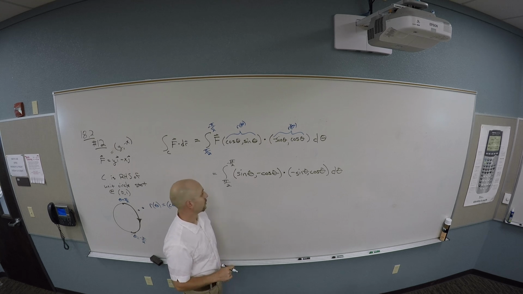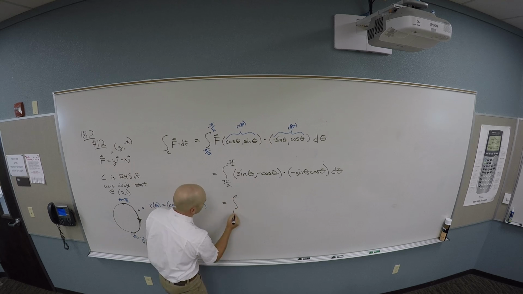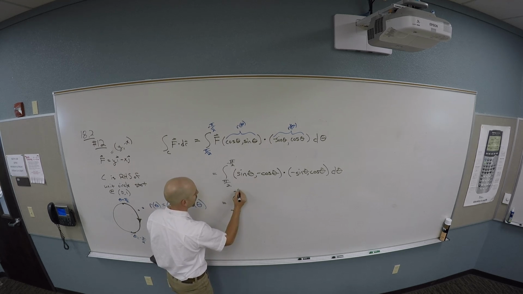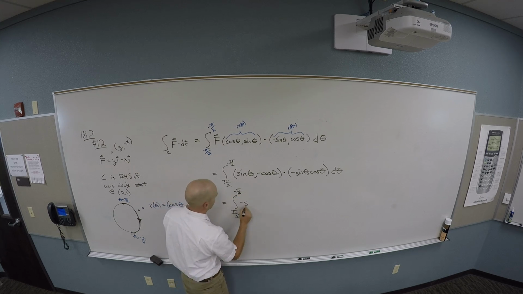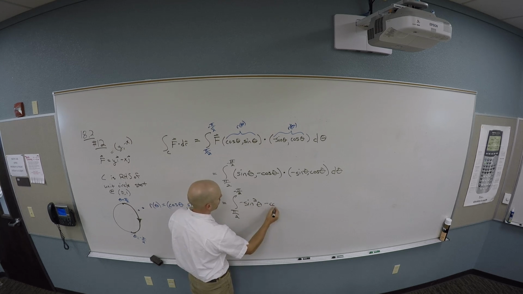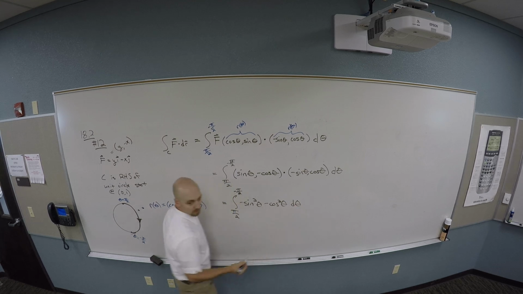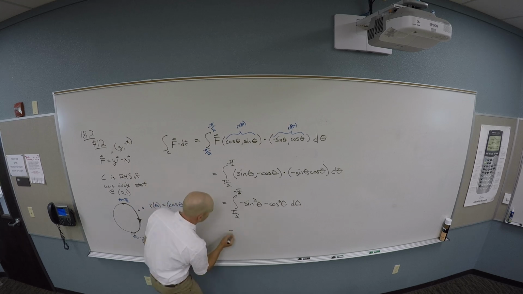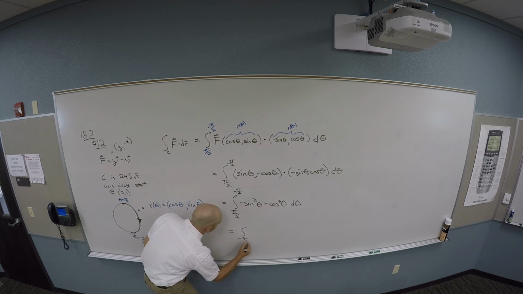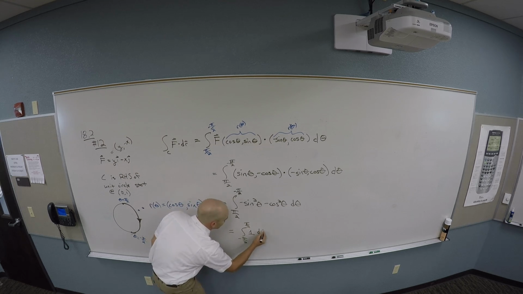Okay, so then we can multiply out, right? We get our dot product. So we get the integral from pi over 2 to minus pi over 2 of negative sine squared theta minus cosine squared theta, d theta. Take out a negative, pull a negative. Okay, so I get the integral from minus pi over 2 to pi over 2 of 1 d theta.